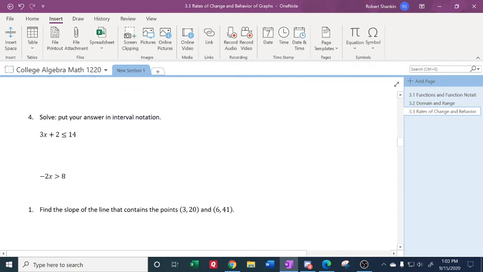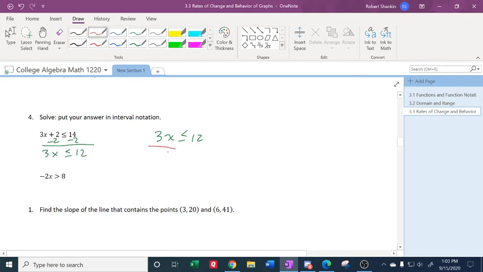So, number 4. We solve inequalities just like we solve equations. So, I'm going to subtract 2. I get 3x is less than or equal to 12. Now, when I have 3x is less than or equal to 12, I'm going to divide both sides by 3. And then I get x is less than or equal to 4.